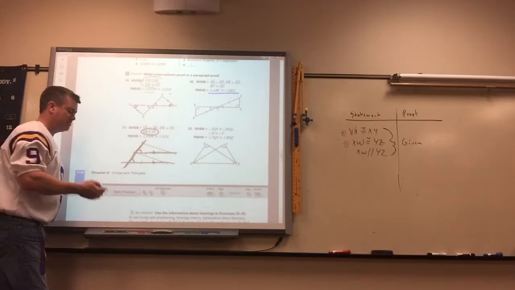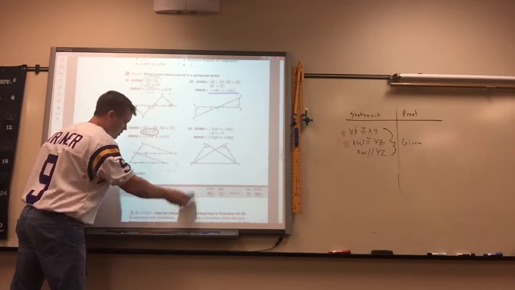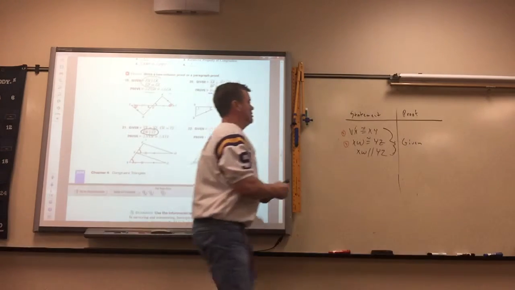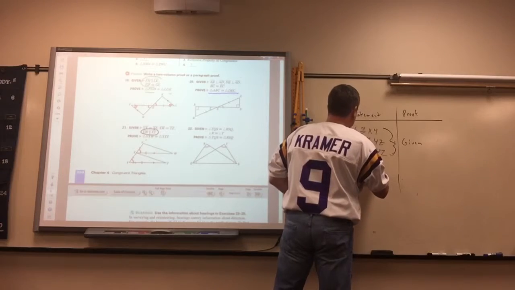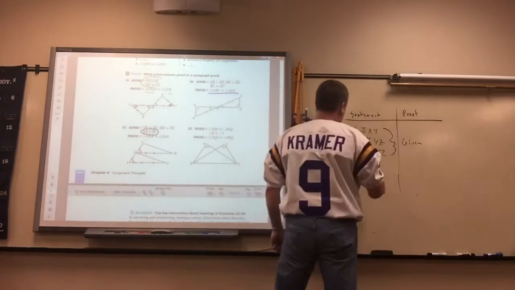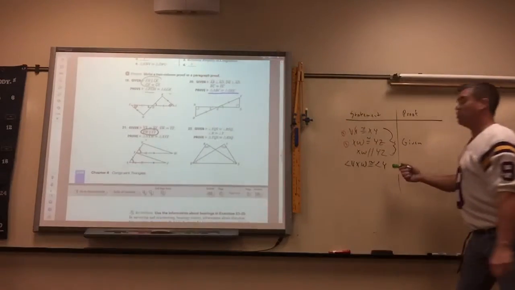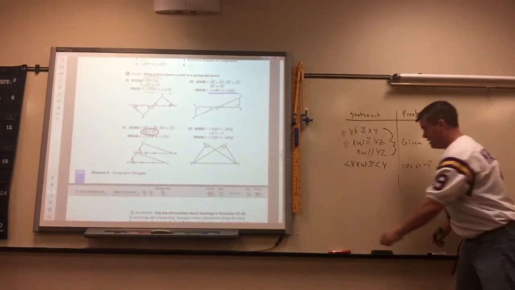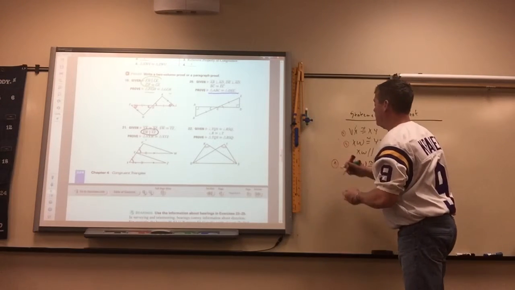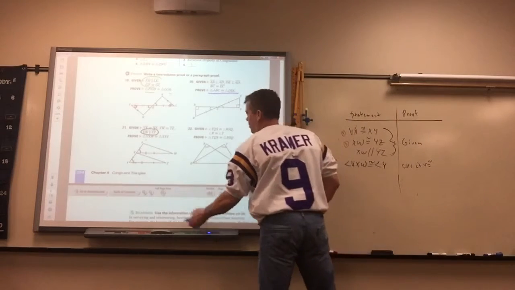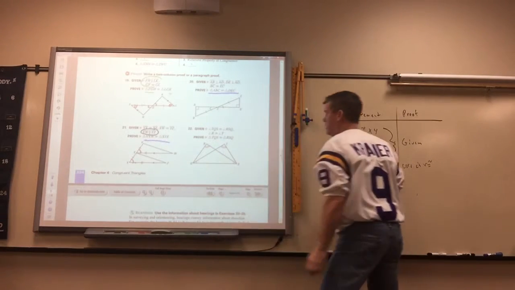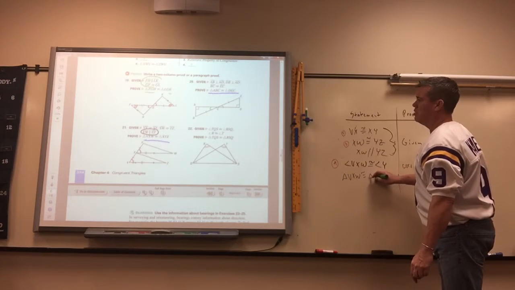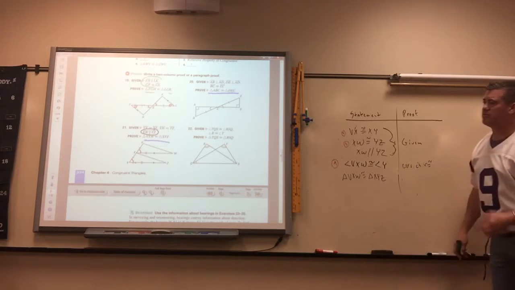Everyone see that? So I can put that in my proof: angle VXW is congruent to angle Y. I can just put Y because it's the only angle there. And the reason why they're congruent is because corresponding angles are congruent. So there's my third thing. Then you can put in your proof statement: triangle VXW congruent to XYZ. And what's the reason for that one?